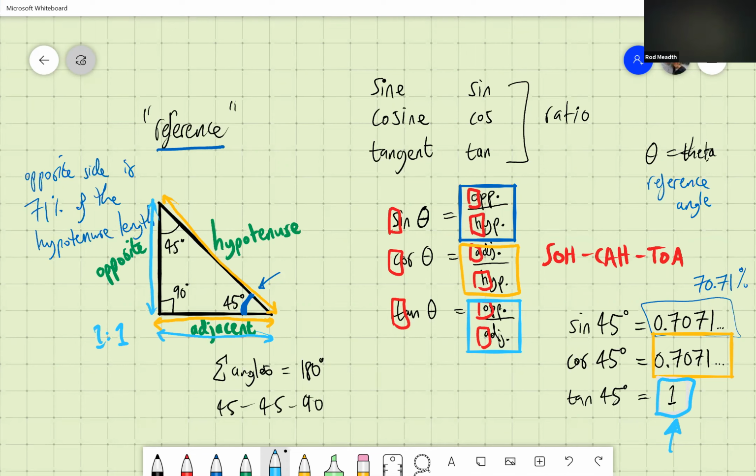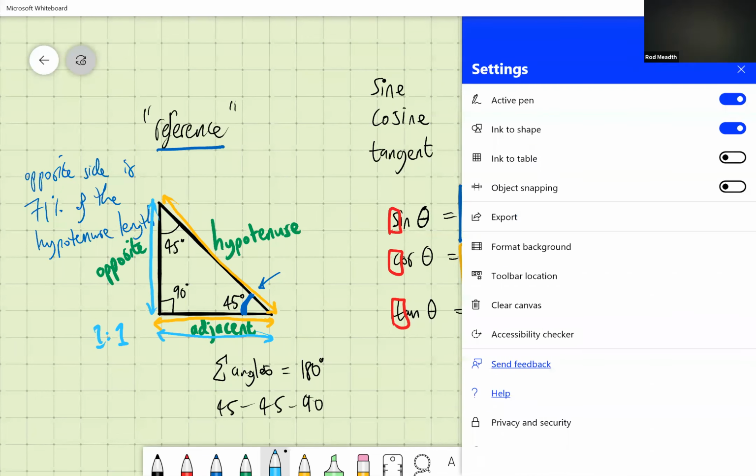Okay. I am going to jump to a new screen and just give you a little practice problem on this, okay? A little practice problem. And yeah, I'll show you how a typical problem looks. Here we go.